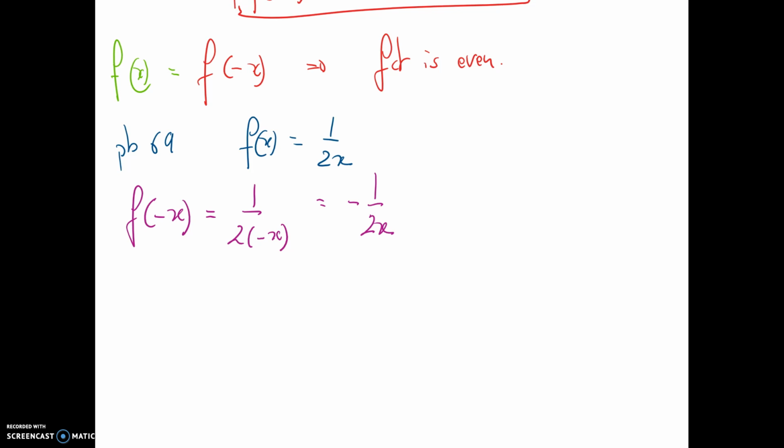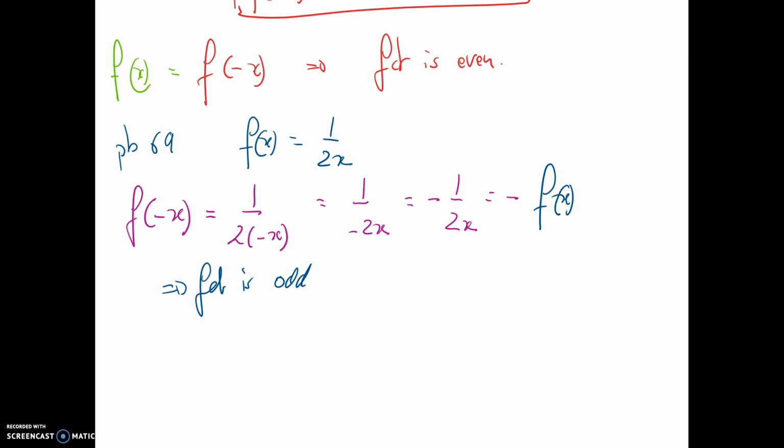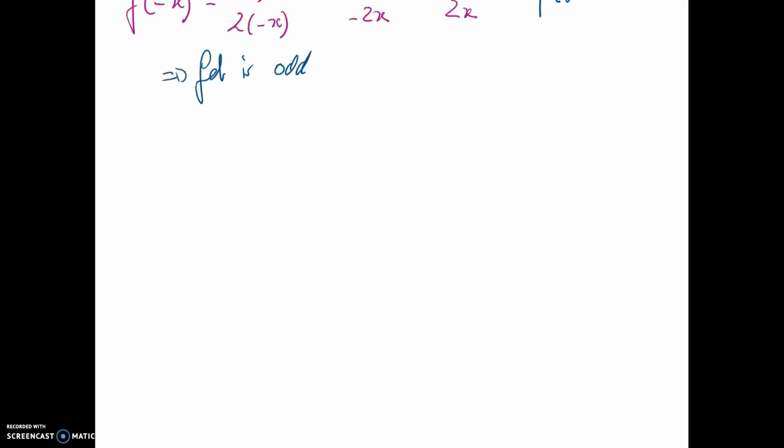If I want it to be correct, first I should write 1 over negative 2x, which is exactly the same thing as negative 1 over 2x, which is minus f of x. Now I've got f of negative x equal to minus f of x. That means the function is odd. So it is very simple to determine if a function is odd or even. Let's do problem number 73. Last problem.